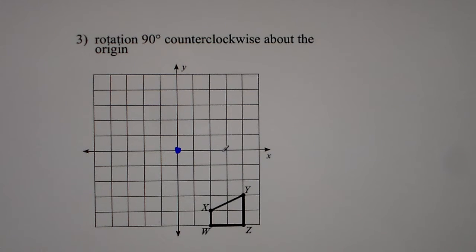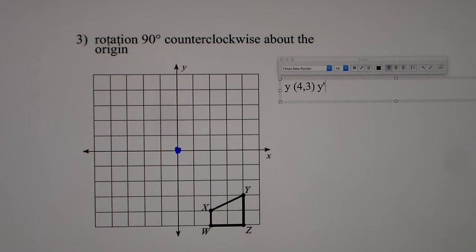So Y is 4 to the right, 3 down. So Y is 4 comma 3. Then Y prime is going to be negative 3 comma 4. I'm going to type them all in first. Z is 4 to the right, and then 5 down, so that's a negative 5. That's supposed to be 4, negative 3. So really, Y prime is supposed to be 3, 4.